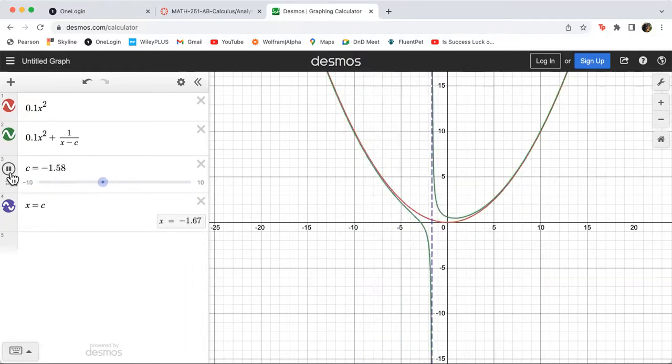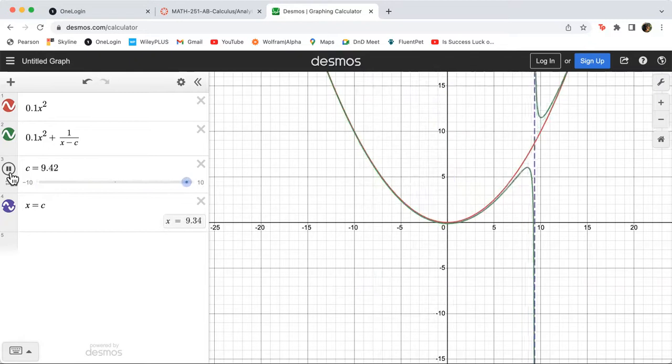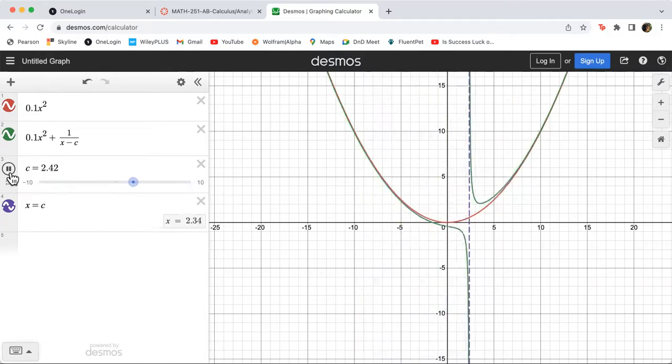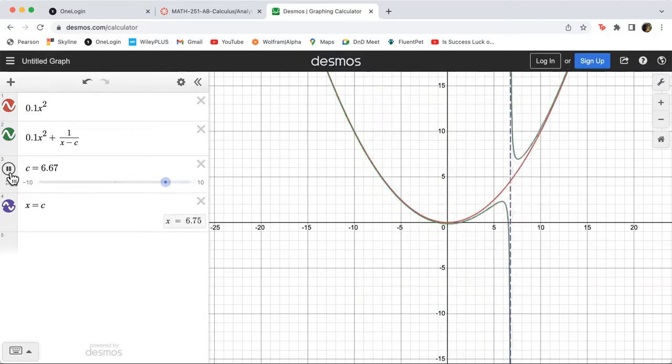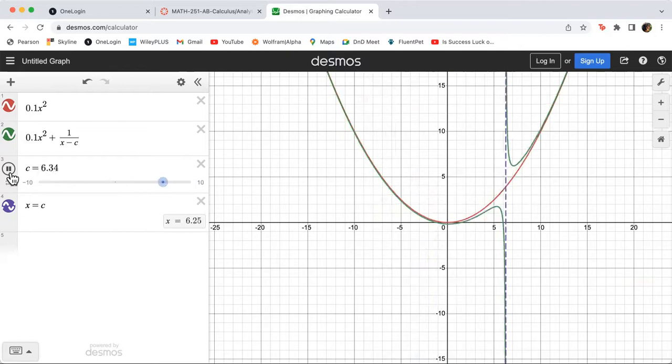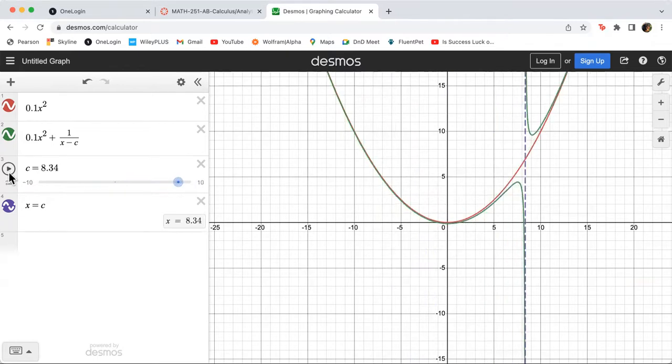But that 1 over x minus c is moving around this vertical asymptote. It's interrupting the graph. As long as we're far away from c, the graph gets to settle down and look like the 1/10 x squared. But close to c, the asymptote wins. So notice what's going on with this asymptote.